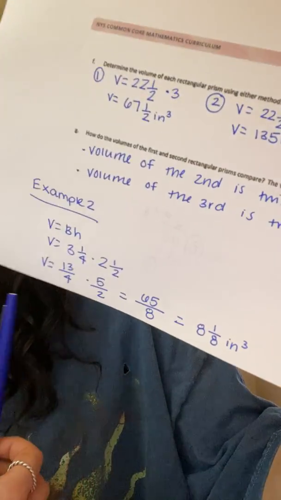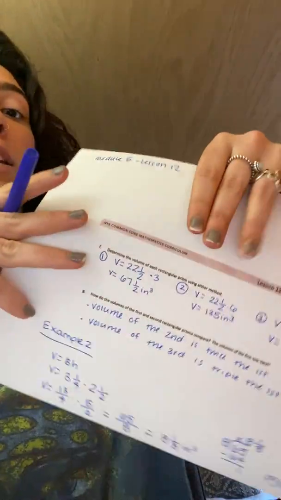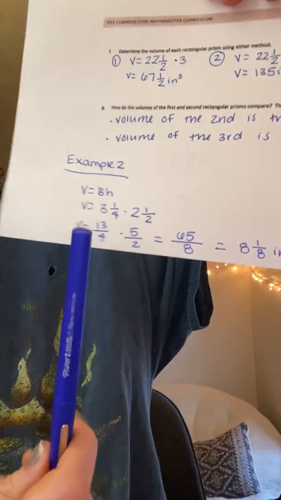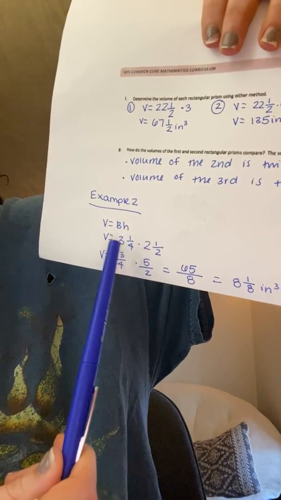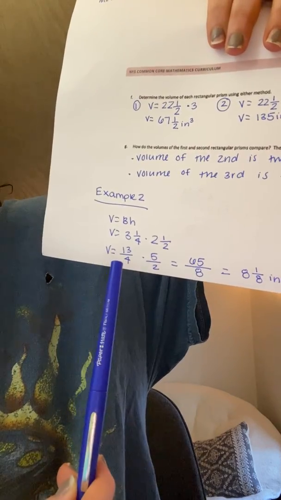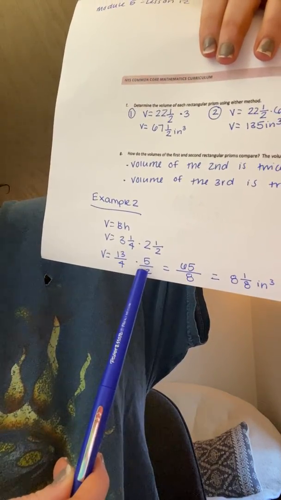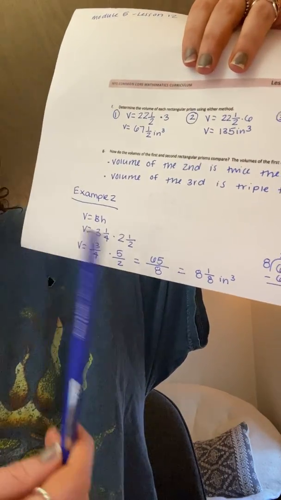What I love about multiplying fractions is that you don't need to find a common denominator. You can just go ahead, multiply your numerators across, multiply your denominators across. You don't need to find a common denominator, which makes the work a lot easier. So I took my two numerators. I have 13 times 5, which gave me 65. And then I took my 4 times 2, which gave me 8. And then I have 65/8.